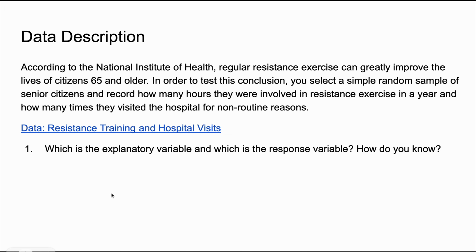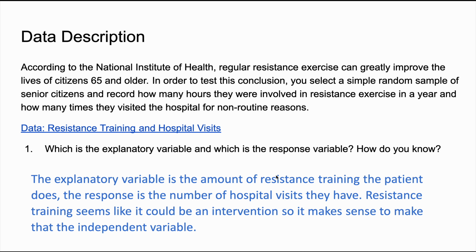visits and other people had very few hospital visits. So if I was going to analyze this, I want to think what's the explanatory variable and what's the response variable. The explanatory variable is the amount of resistance training, and the response variable is the number of hospital visits. So in this study, we're going to look at how the intervention of resistance exercises influences the hospital visits.